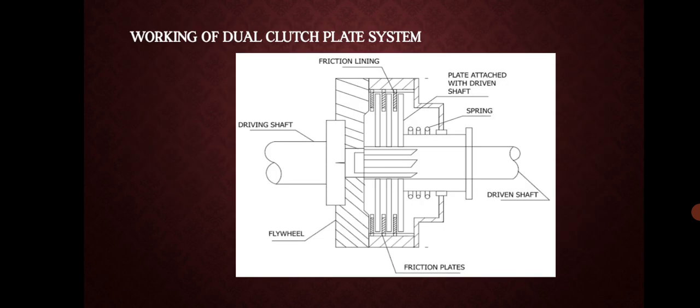Next is the working of dual clutch plate system. In this, PTO can be disconnected without stopping the tractor. It is used for combine harvester, reaper operation, etc. Some of the tractors are provided with two clutch plates, one for the main transmission and the other for PTO drive.